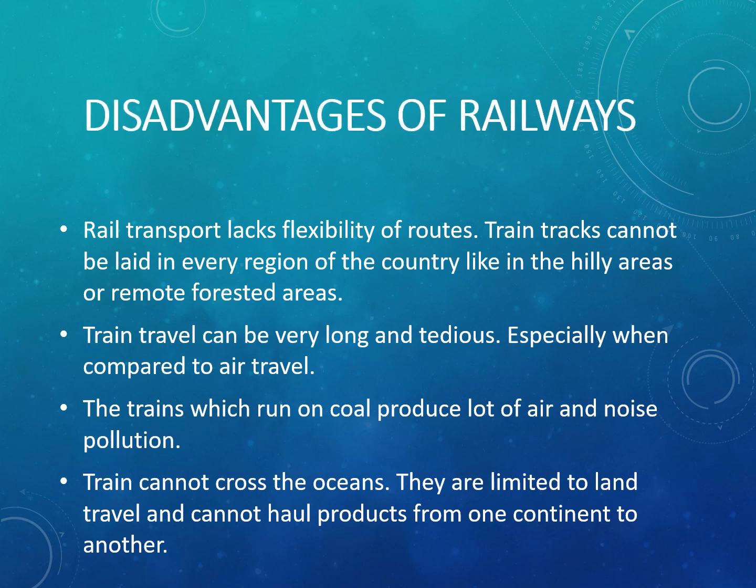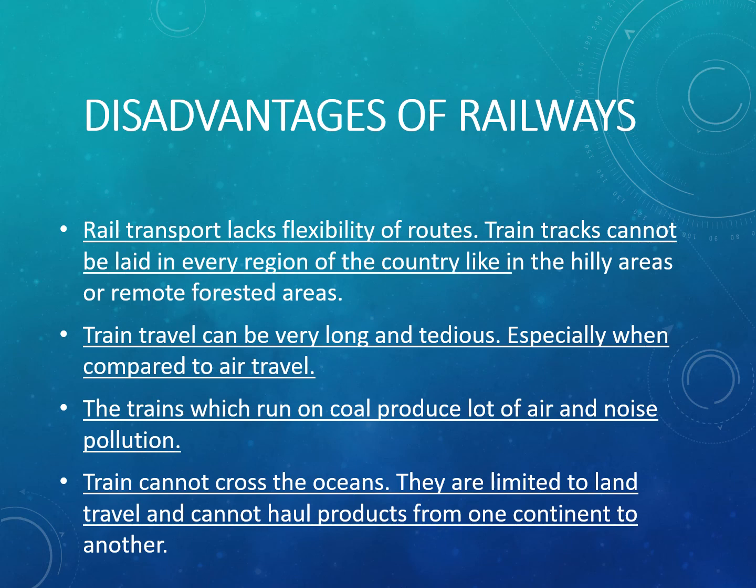Disadvantages of railways. Rail transport lacks flexibility of routes. Train tracks cannot be laid in every region of the country like in the hilly areas or remote forested areas. Train travel can be very long and tedious, especially when compared to air travel. The trains which run on coal produce lot of air and noise pollution. Train cannot cross the oceans. They are limited to land travel and cannot haul products from one continent to another.